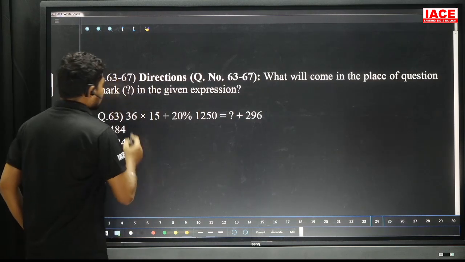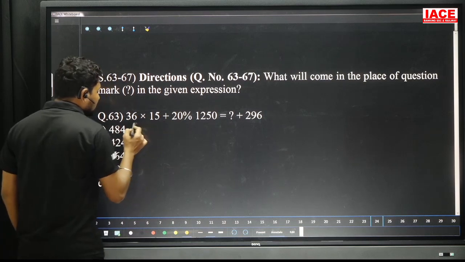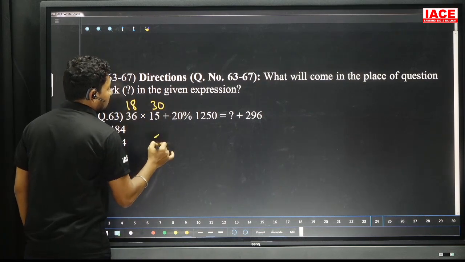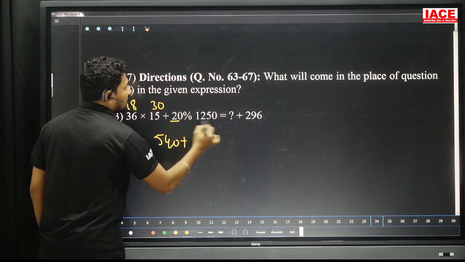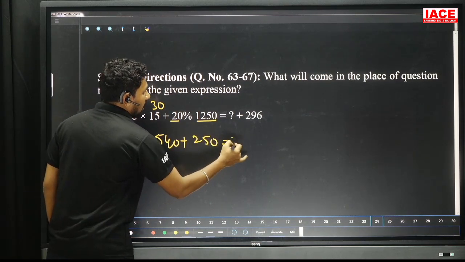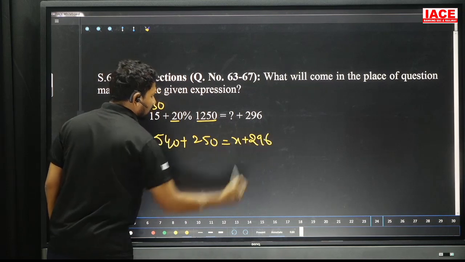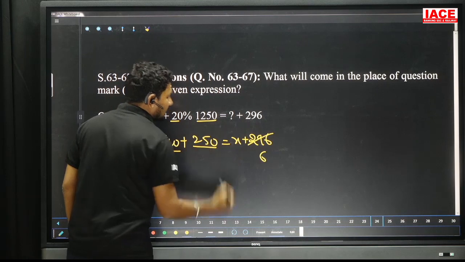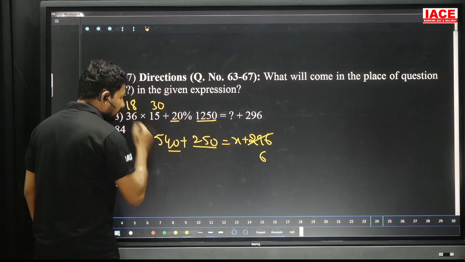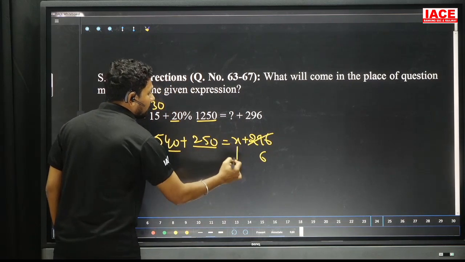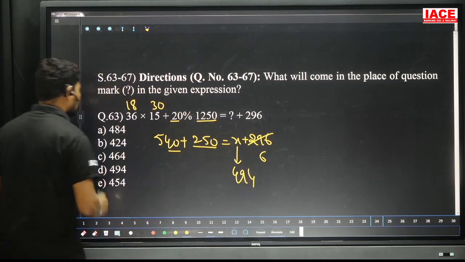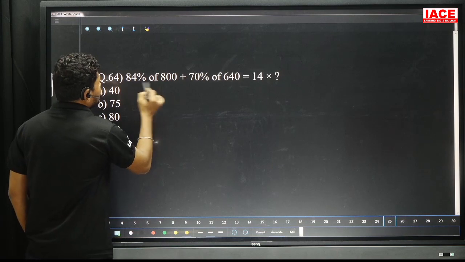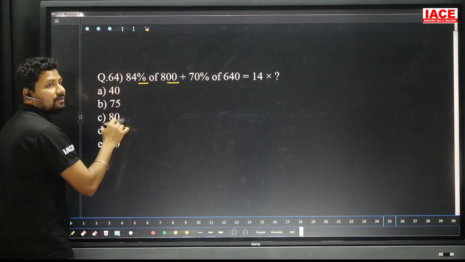Here we have a simplification: 36 into 15. 36 into 15, what am I doing here? So 18 into 30. 18 times 30 is 540. And 20% of 125 is 25, and x plus 296. Okay, so cancel the values here. 250 and 40, 296 cancel, extra 60 is there. 6 is removed from the 500. You will get what value? 494. Option is D.